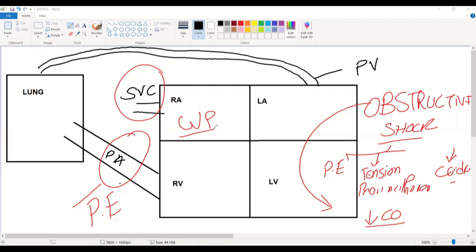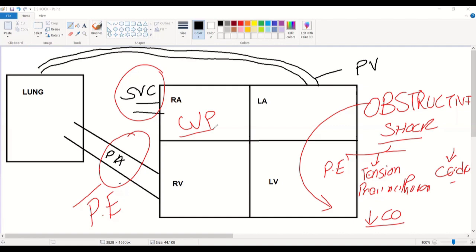Okay. If it is due to cardiac tamponade, then the pulmonary capillary wedge pressure will be increased. And if it is due to pulmonary embolism and tension pneumothorax, then it will be decreased. So this is a confusing thing. If the pathology is pulmonary embolism or tension pneumothorax, the pulmonary capillary wedge pressure will be decreased. And if the obstructive shock is due to cardiac tamponade, the pulmonary capillary wedge pressure will be increased. And again, the same is universal.